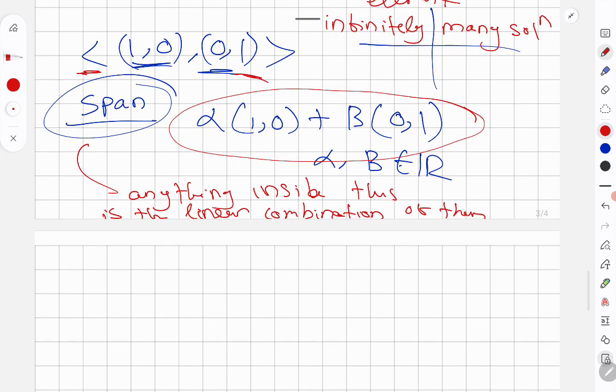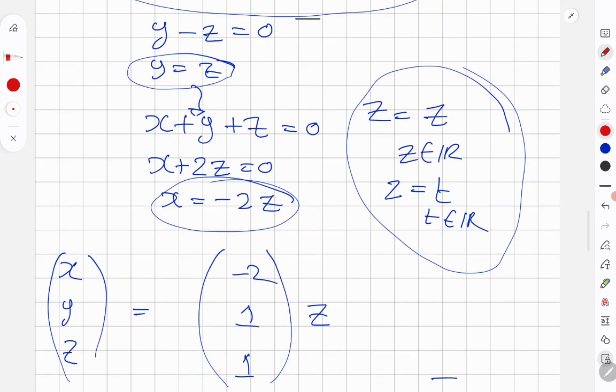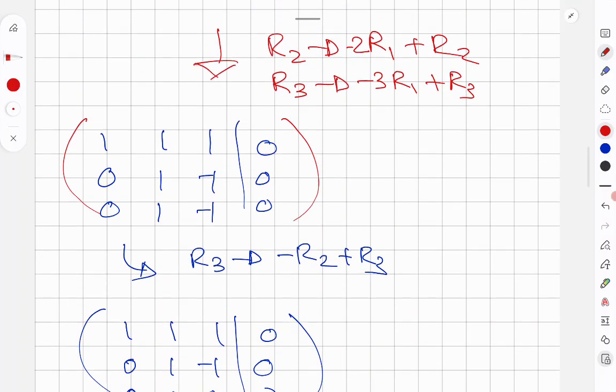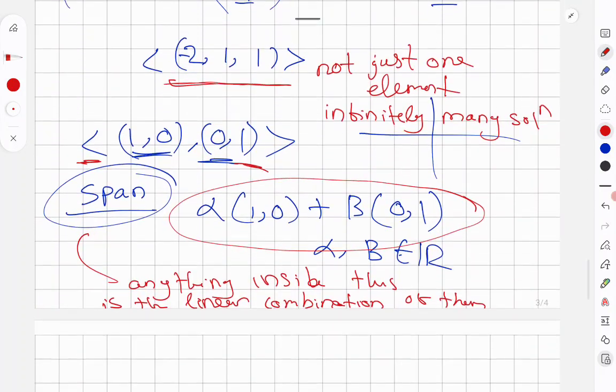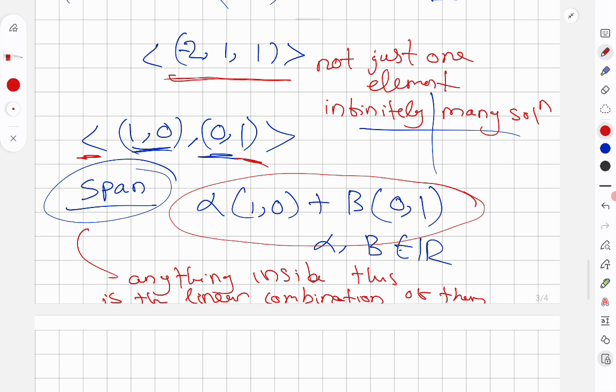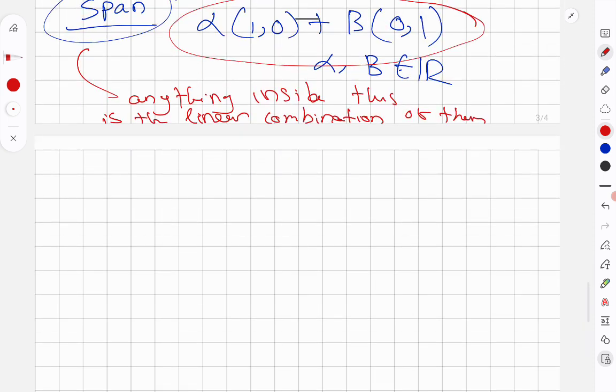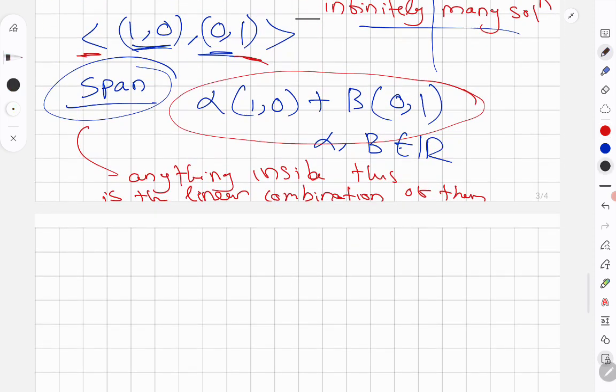Now we started with a homogeneous equation and we got infinitely many solutions. Like that, I have 5 exercises, 5 examples, but I will not solve all 5 of them. I will solve just one more, then the rest is on you. So I am solving exercise number 3.